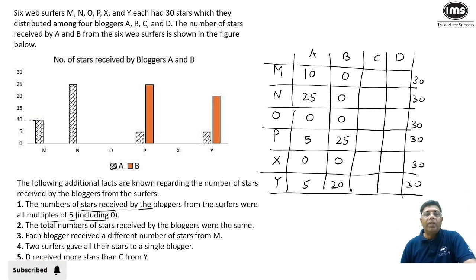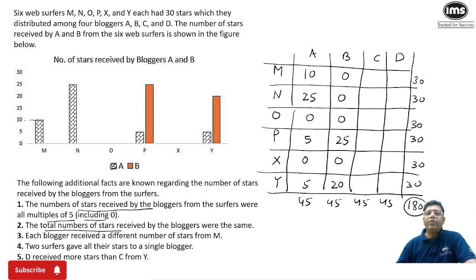Let's go to the next part. The total number of stars received by the bloggers was the same. Every blogger got an equal number of stars. Now the total stars distributed by all the 6 surfers is 180. Now you can distribute equally among 4 bloggers. So it turns out to be 45, 45, 45 and 45. Now let's look at the sum of A: 10 plus 25, 5 and 5. So this is okay. B again 25 plus 20, 45. So again, whatever the way we distribute, we have to ensure that the row wise summation has to be 30 and the column wise summation has to be 45.